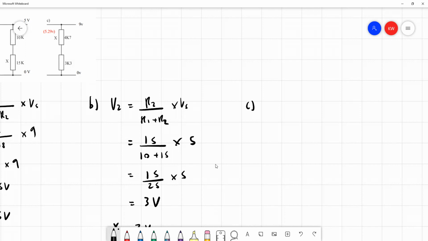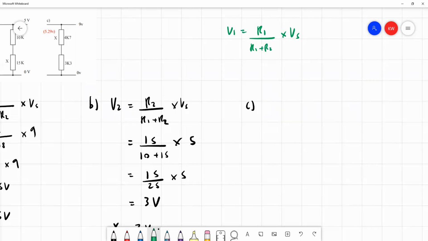Or if you felt a bit more confident, you could think, well, I know a formula for V2. Could I think of a similar formula for V1? And the answer is yes. We could come up with this formula here. V1 is equal to R1 over R1 plus R2 times Vs. All we've done here is take the R1 on the top in place of R2 on the top, and it's the same formula, except now it's going to give us a voltage across the top resistor.